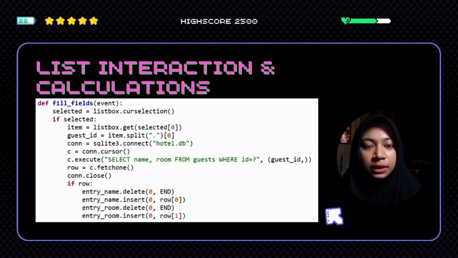Next, I will explain about the guest data autofill coding. The function that is responsible for this feature is called fill_fields(event). So let me explain step by step. First, we have to handle the list box selections. The function detects when a user selects an item from the list box. It retrieves the selected item using listbox.curselection(), then extracts the guest ID from the string using split('.') to ensure correct data retrieval.